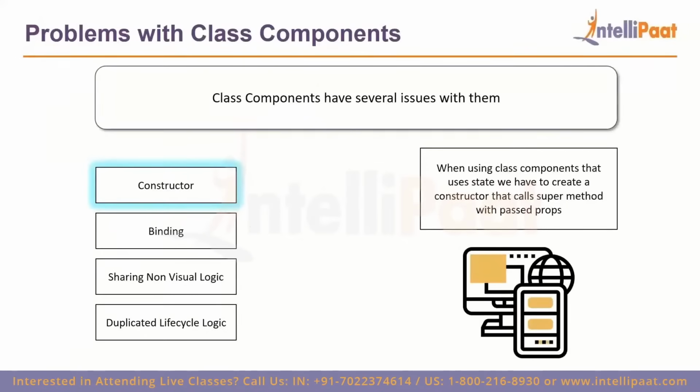First one is constructor. So when using class components that use state, we have to create a constructor that just isn't optional for us anymore. We have to have a constructor function, and in that constructor function there's another bit of functionality that we need to add. That is, we have to call the super method and pass in the props that are passed into the constructor. The issue with all of this is that although this is something that we would have to do on every class, this is something that takes up a lot of work.